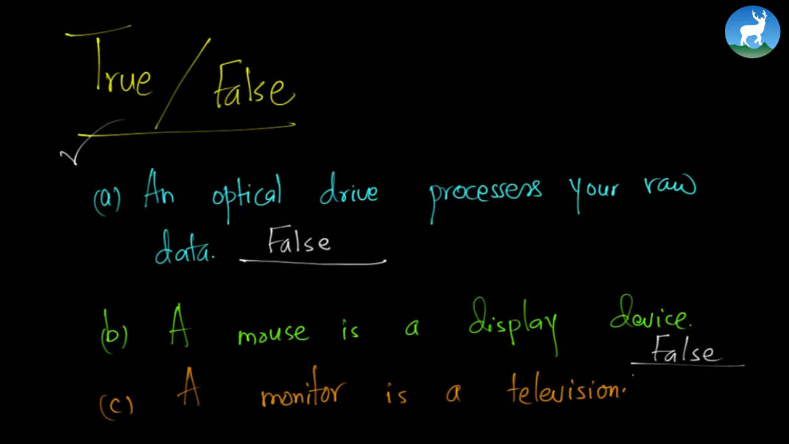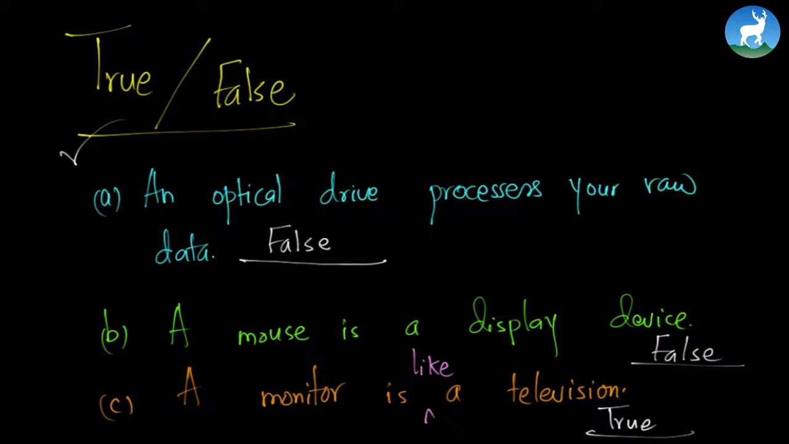Last number, a monitor is a television. It looks like a television, functions like a television, but it's not exactly a television, so there should be a word: a monitor is like a television. There are some other questions like a keyboard looks like a typewriter. It does. A computer has input, process, storage, output devices. Correct? It has, obviously.